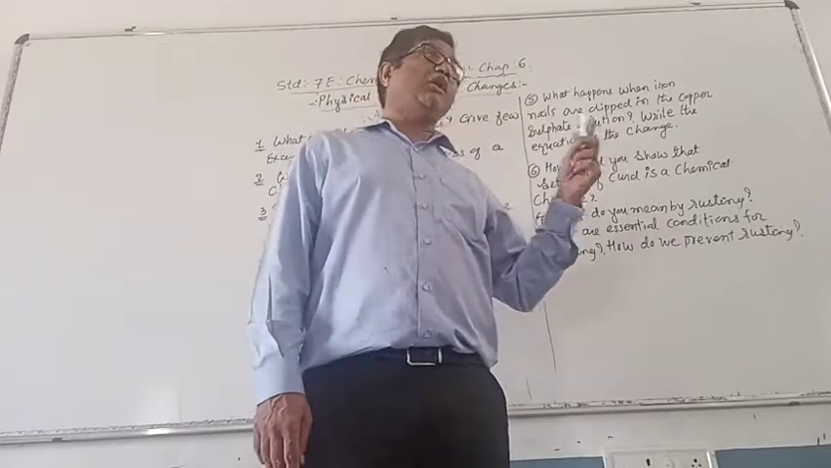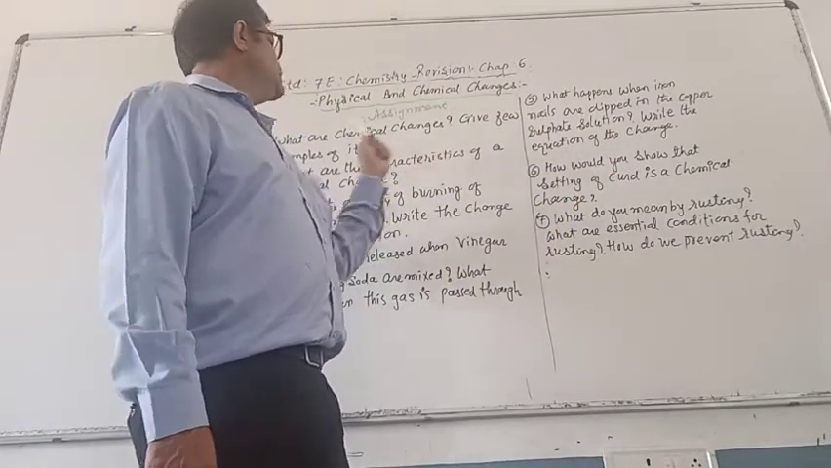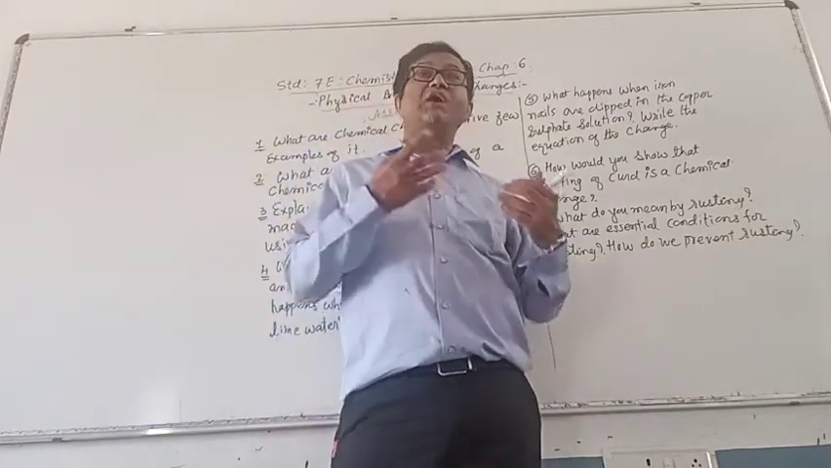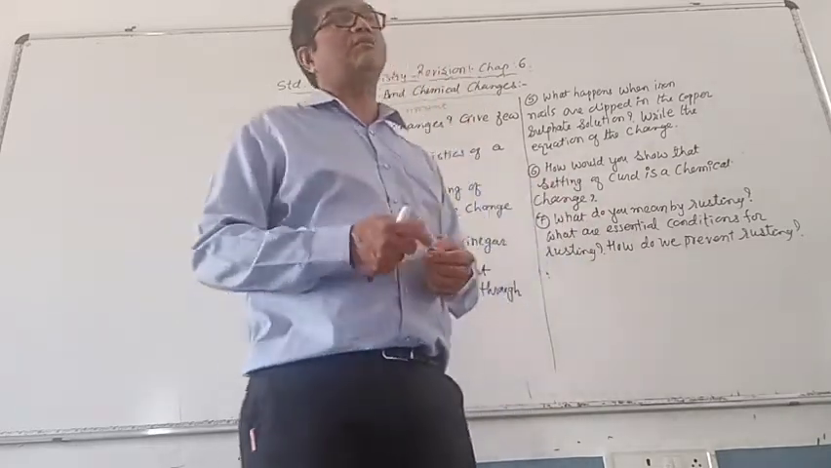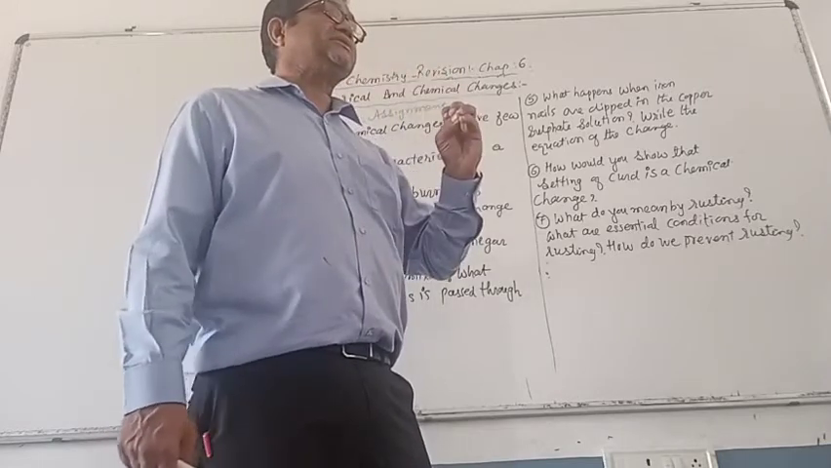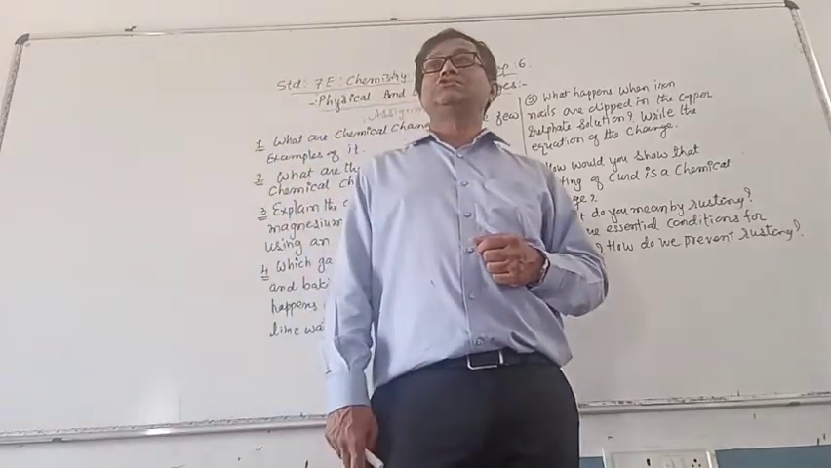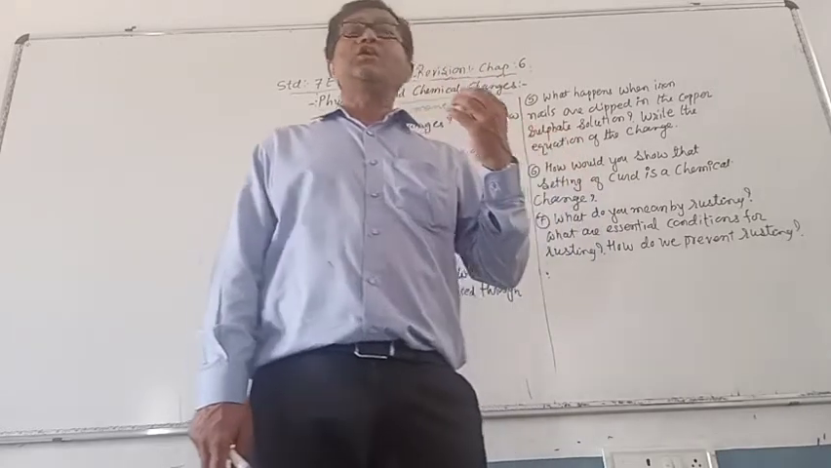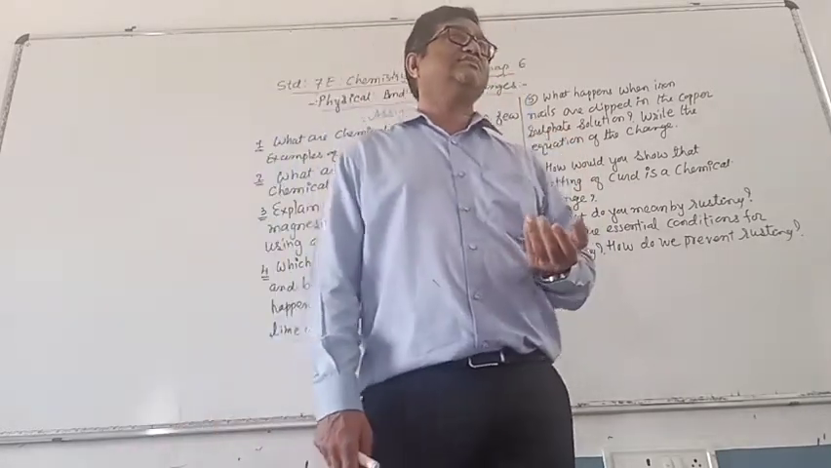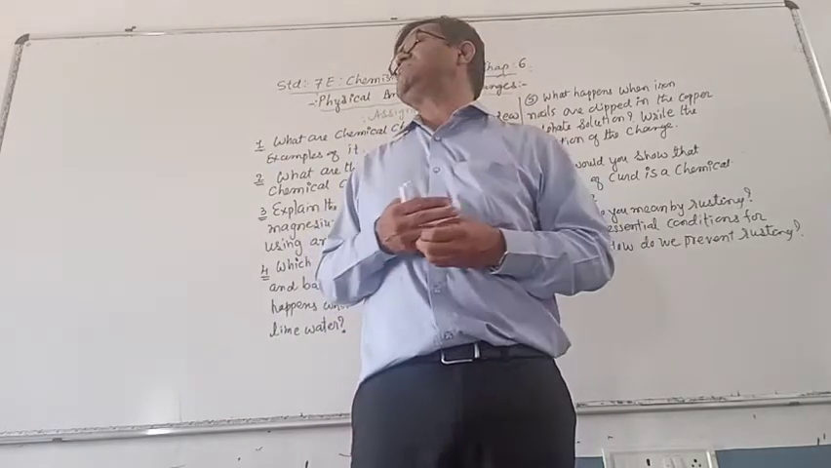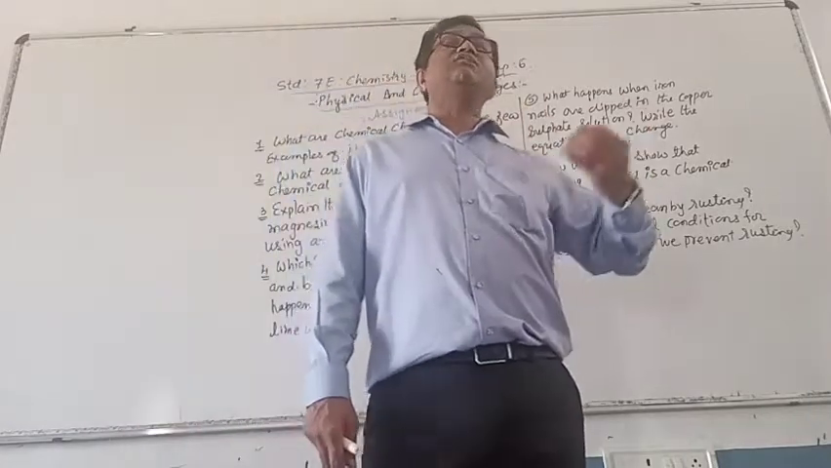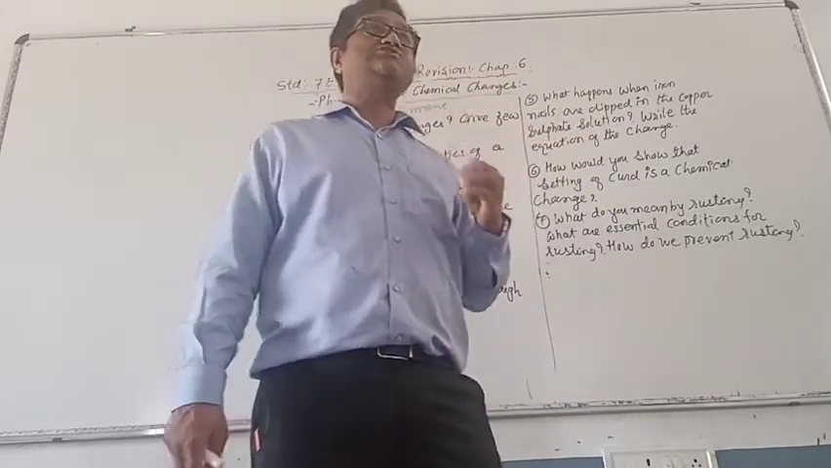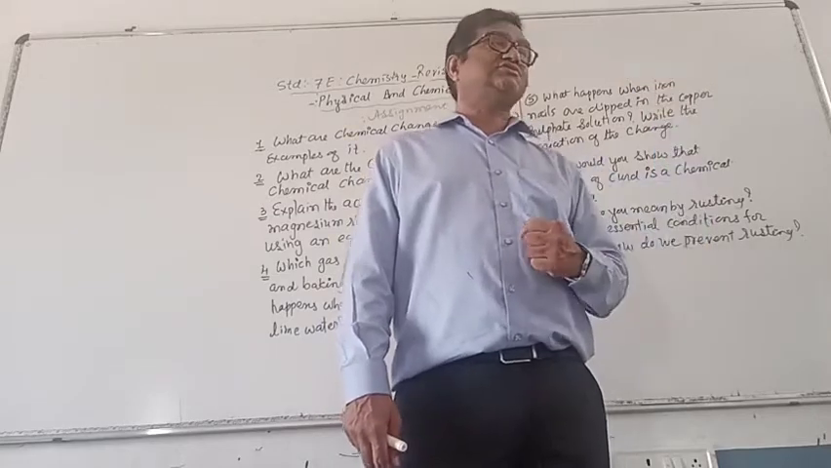So the question is, what are chemical changes? And give a few examples of it. The change in which one or more new substances are formed is known as a chemical change. So, in a chemical change, the original substance is changed and new substances are made. Sometimes only one, sometimes more than one new substance is made. And these chemical changes are also known as chemical reactions.